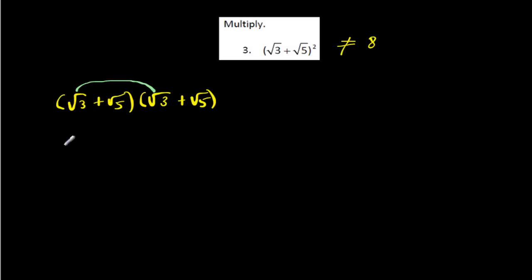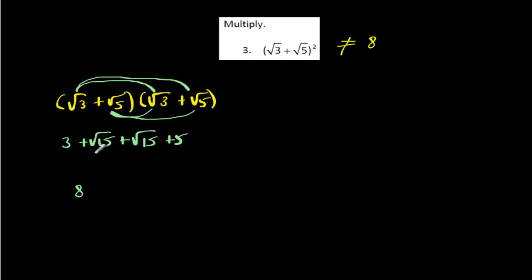So root 3 times root 3 is 3. Root 3 times root 5 is root 15. Root 5 times root 3 is root 15. And root 5 times root 5 is 5. 5 and the 3 is an 8. Root 15 plus root 15 is 2 root 15. And that's your answer.